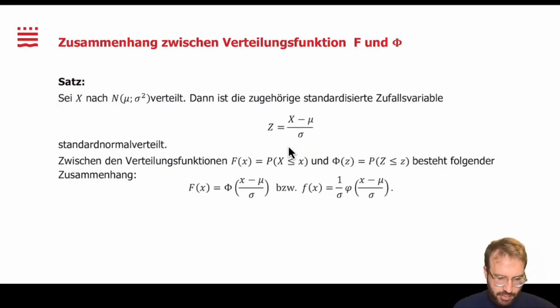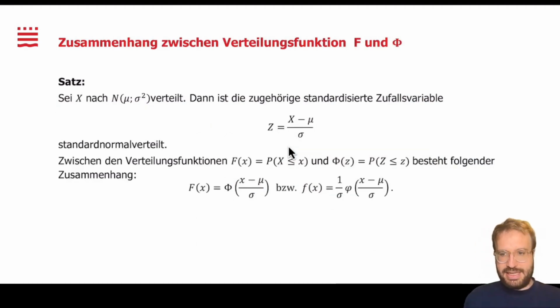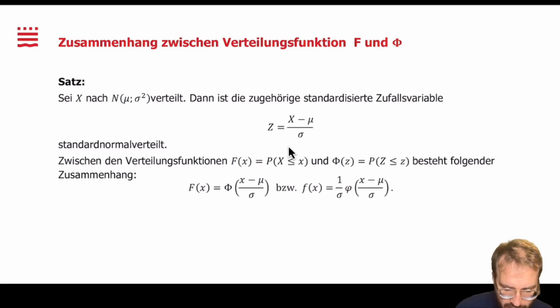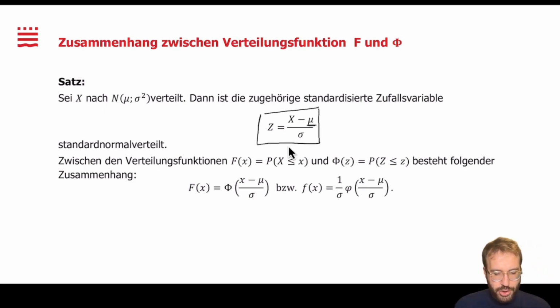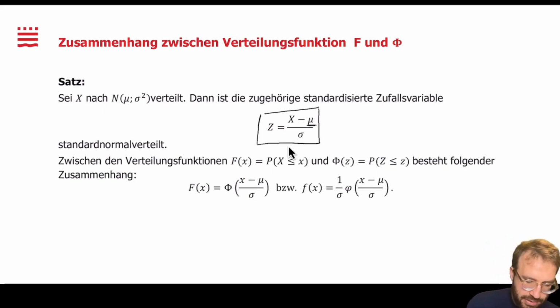So now the last sentence for today, and then we're done. If x is normally distributed with the parameters mu and sigma, we can get a standard normal distribution just by taking x, subtracting mu, and dividing by sigma. And then we get a new distribution, which is standard normally distributed.